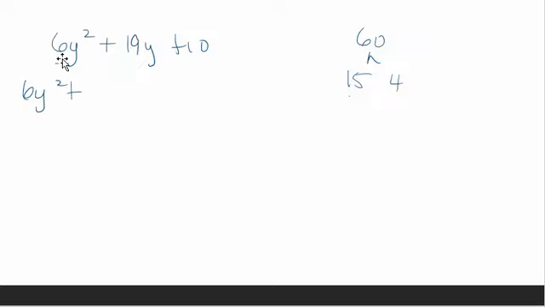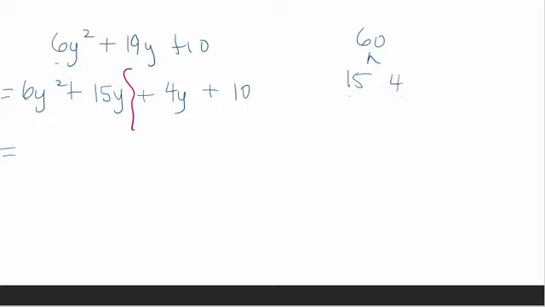Okay, so 6y squared plus, we'll use the 15 first, but it doesn't matter, 15y plus 4y, and then bring down the 10. Okay, split this grouping down the middle. So group 2 at a time, and factor out the greatest common factor from each pair.